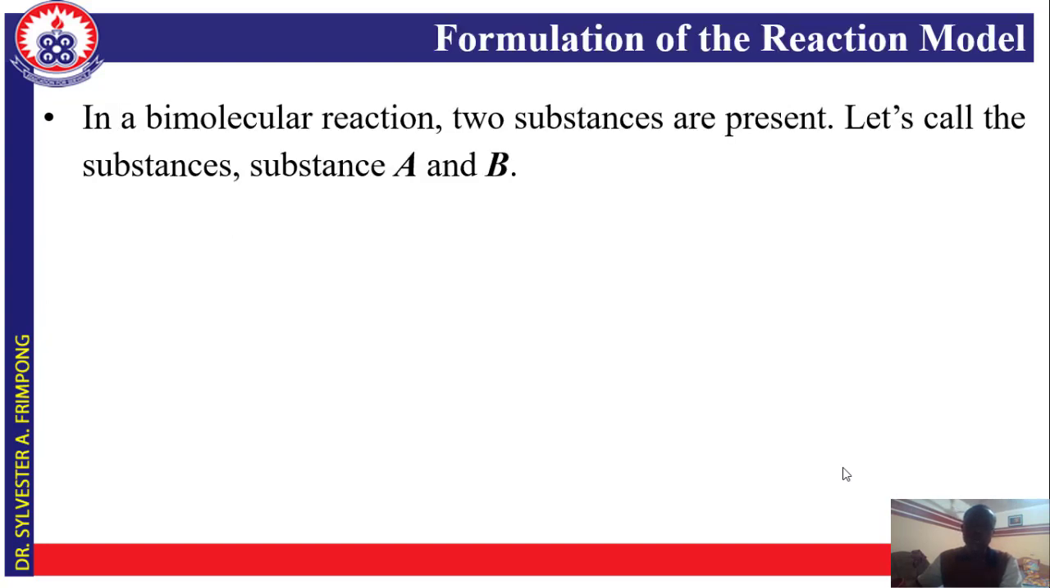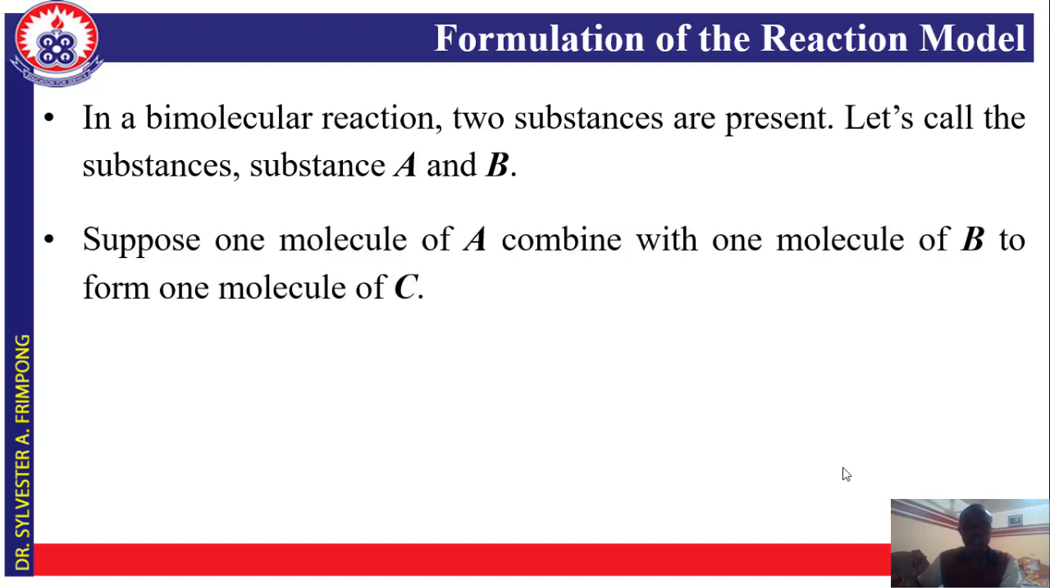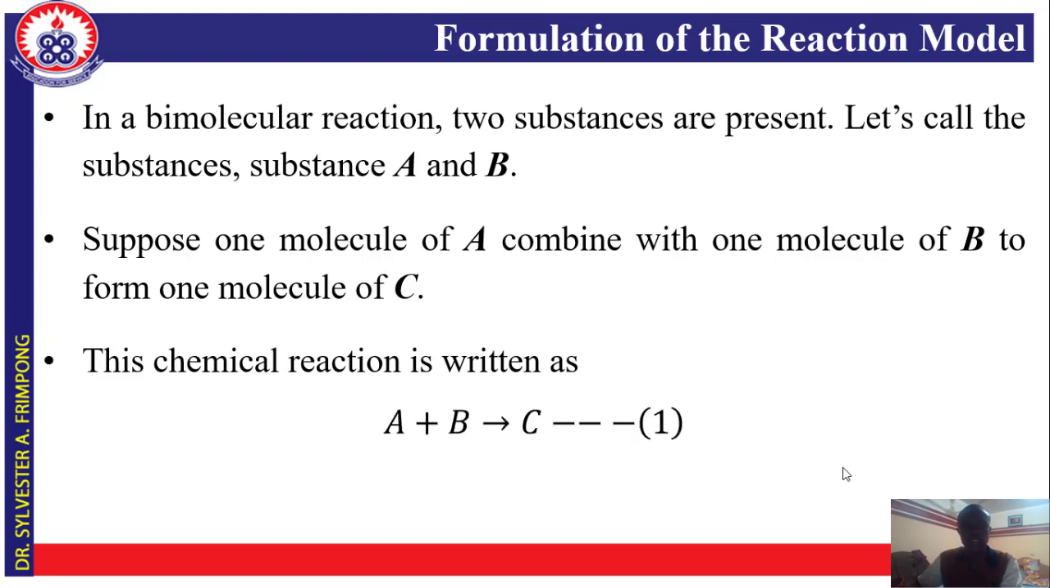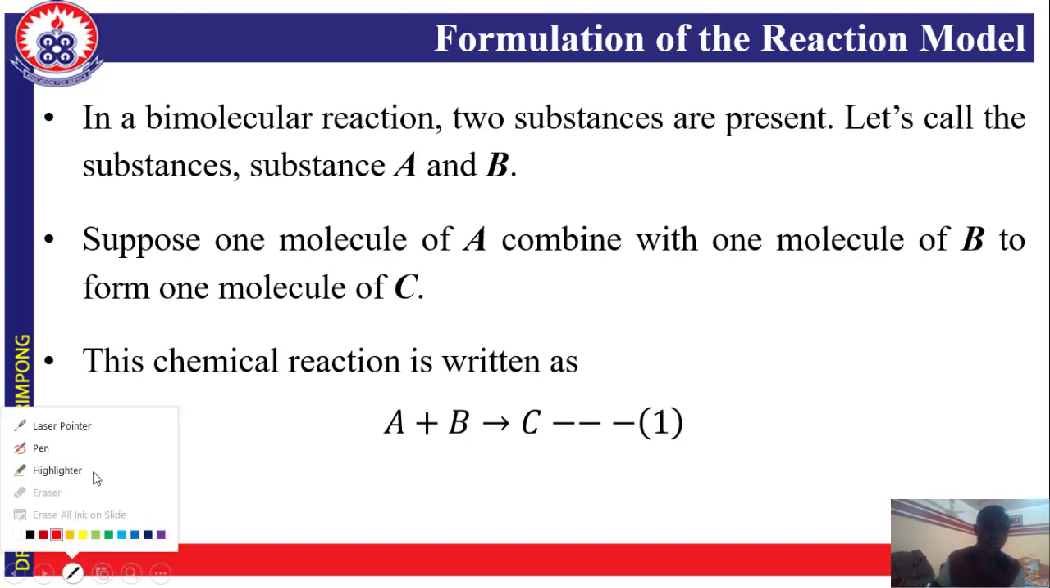Now let's look at how we can formulate the reaction model. We want to take a look at a bimolecular reaction, where the reaction consists of two substances, say A and B, and suppose that 1 mole of A combines with 1 mole of B to form 1 mole of C. And the chemical reaction is written in this nature. So we just have 1 mole of A combined with 1 mole of B to form just 1 mole of C. That's the case we want to take a look at.